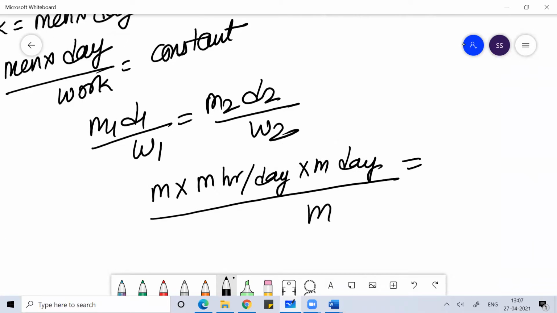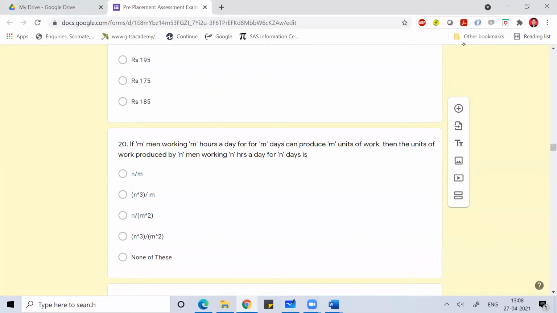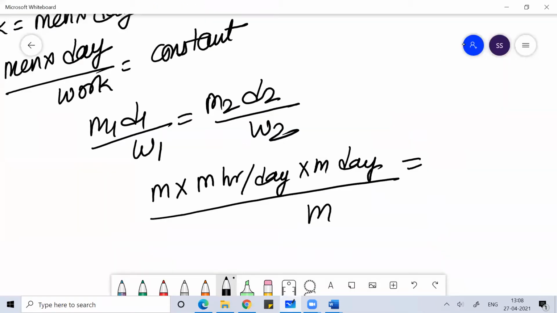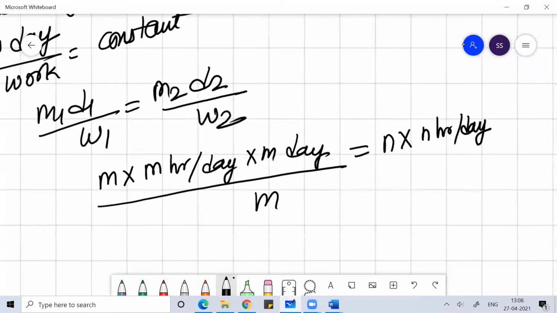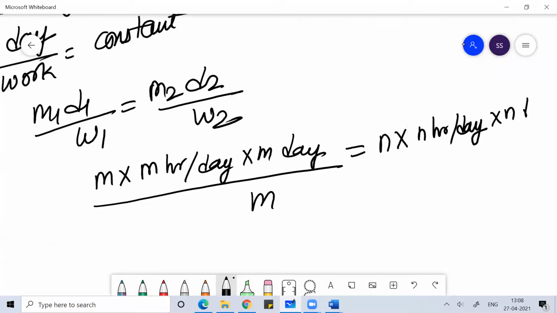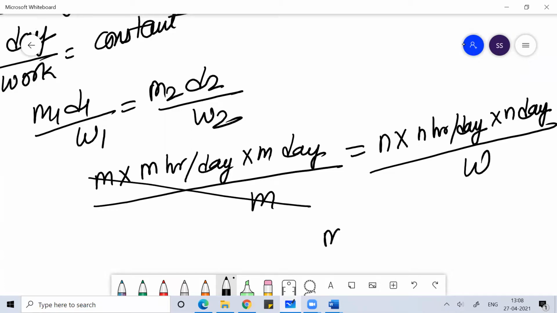Okay, so then the question is: the amount of work done by n men. Those n men are working n hours a day for n days. So how much work do they do? That is the question. So this just gets cancelled. So m square is equal to n cube by w.